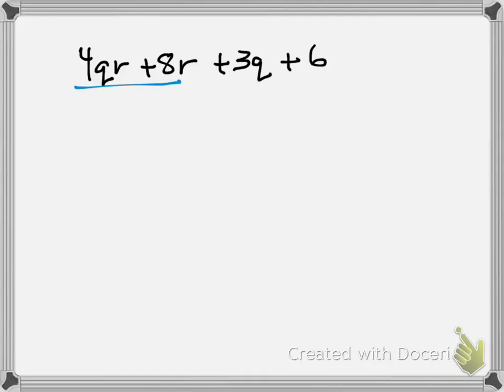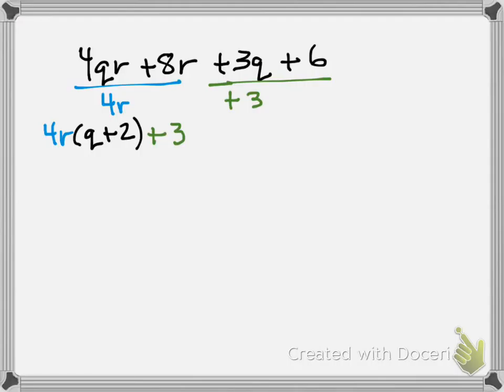What do 4QR and 8R have in common? 4R. So if I pull out the 4R, oh, here we go. We get Q plus 2. And then let's look over here. What do the 3Q and the 6 have in common? 3. Now here's what's important. Put the sign in. They have a positive 3 in common. Very important that you do that. And then 3Q divided by 3 is Q, and 6 divided by 3 is 2. And then there's a miracle. Look at the binomial.